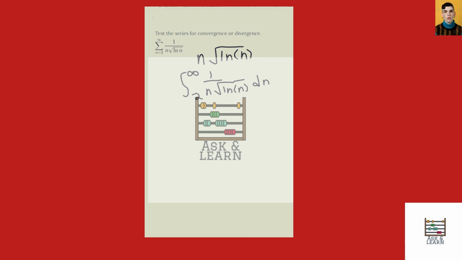Okay, so this is a u substitution problem. So the u would be ln of n. du would be 1 over n dn. So then the integral in consideration turns into the integral from ln of 2 to infinity of u to the minus 1/2 du.